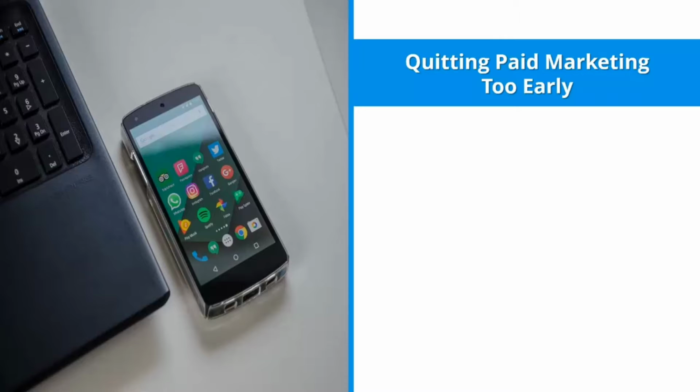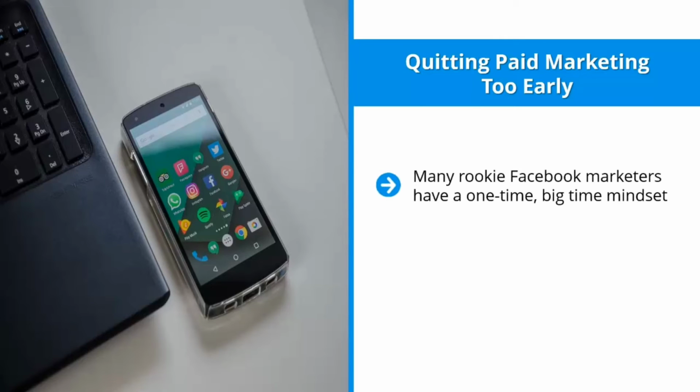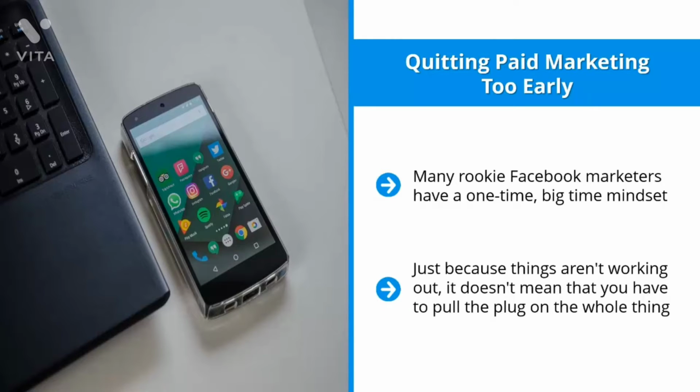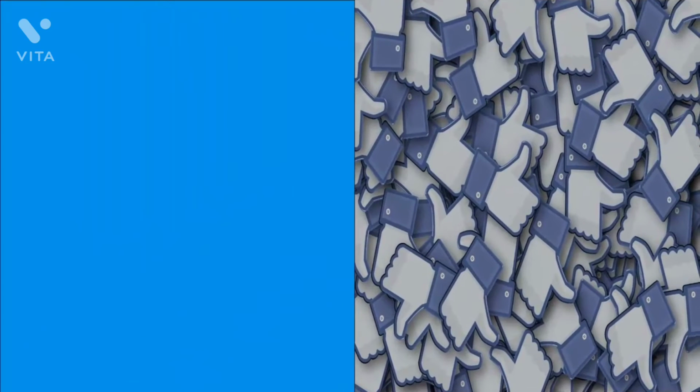Quitting paid marketing too early. Many rookie Facebook marketers have a one-time, big-time mindset. They've heard of how awesome Facebook traffic is, so they put together some hard-earned, precious capital to run an ad campaign. If the campaign doesn't work out according to their expectations, they're too quick to pull the plug and quit FB ads altogether. Just because things aren't working out, it doesn't mean that you have to pull the plug on the whole thing. You can stop certain campaigns and start new ones and operate with the same budget. You'd make modifications of your existing campaigns.